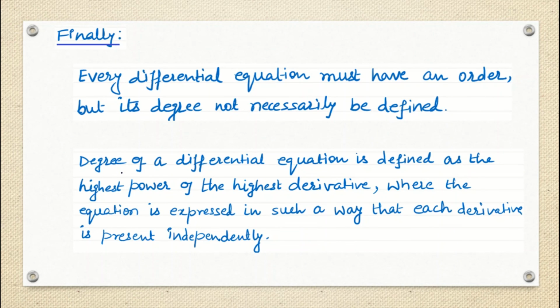Okay, so finally I'll say that every differential equation must have an order, but its degree is not necessarily defined. We have seen the conditions when we cannot find the degree, right? And the other thing is, the degree of a differential equation is defined as the highest power of the highest derivative, where the equation is expressed in such a way that each derivative is present independently. Then only we can define the degree.